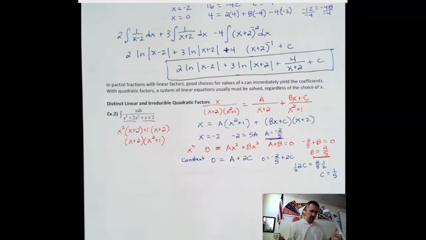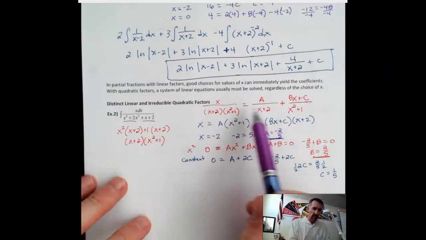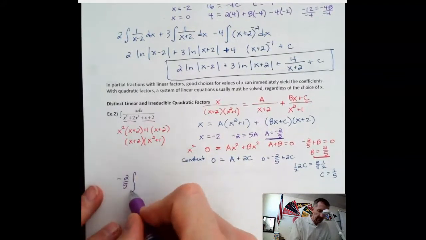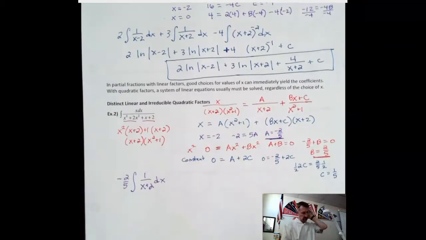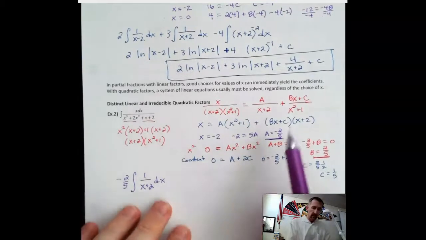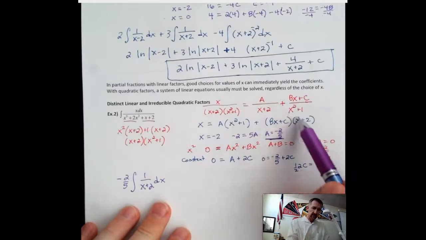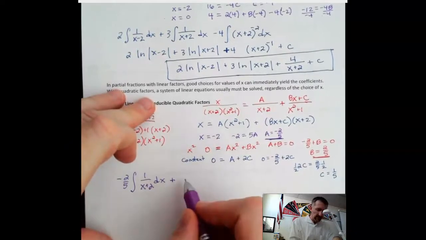So now we can go to work on that. If we're integrating this, a was negative 2/5, so we can factor out the negative 2/5, and we have 1 over x plus 2. Now, if we go to this, b was 2/5, so we're just focused on this right here. So plus, now I'm going to make a, well, maybe I won't.